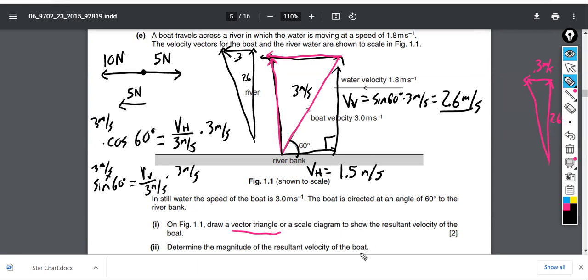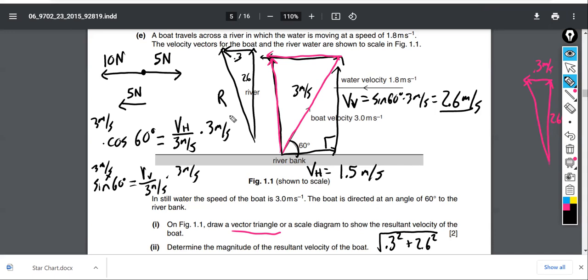So computationally, I should be able to get the magnitude of the resultant velocity by taking 0.3 squared plus 2.6 squared and taking the square root of that, right? And that's just using Pythagoras' theorem, saying this resultant squared is equal to a squared plus b squared equals r squared plus c squared, whatever you want to call it.